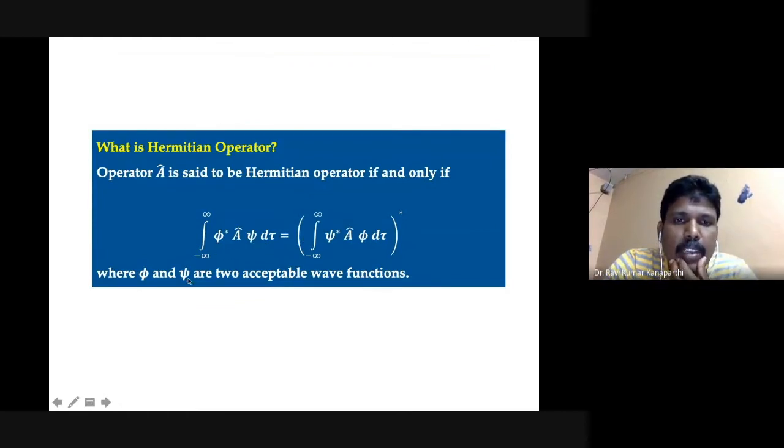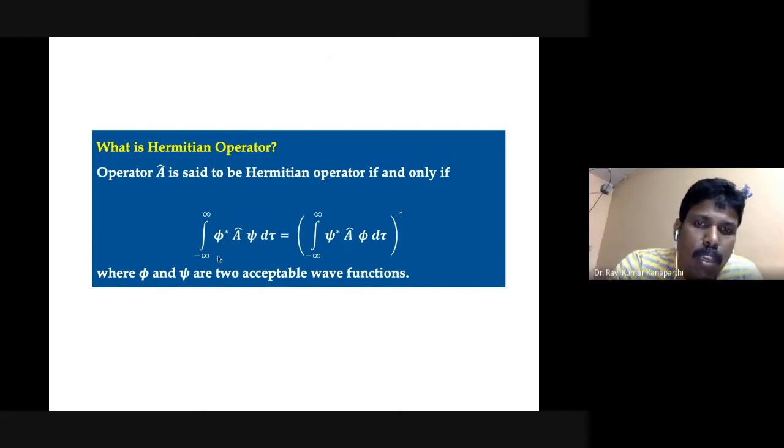I am considering two acceptable wave functions. What are those two acceptable wave functions? One is phi, the other one is psi. Phi and psi are my two acceptable wave functions. So we just verify three conditions. What are those? It must be square integrable, it must be a continuous function, and it must be single valued. So any two such mathematical functions, you can take them, no problem.